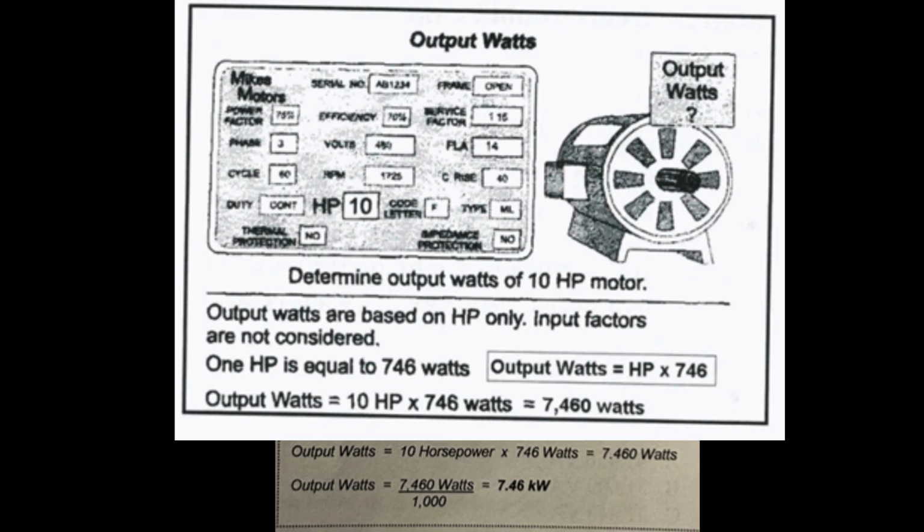Question 37. What is the output watt rating of a 10 HP motor? 7.5 kW for 10 HP. Motor HP to kW ratio: 1 HP motor produces 0.75 kW. The output rating of a 10 HP motor is 7.5 kW.